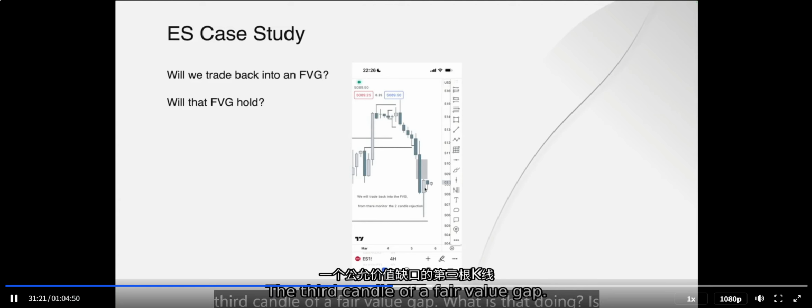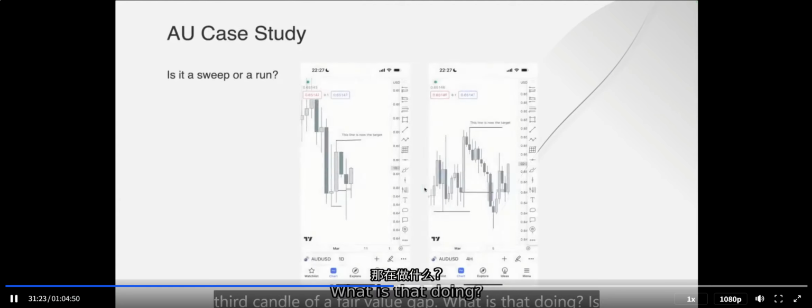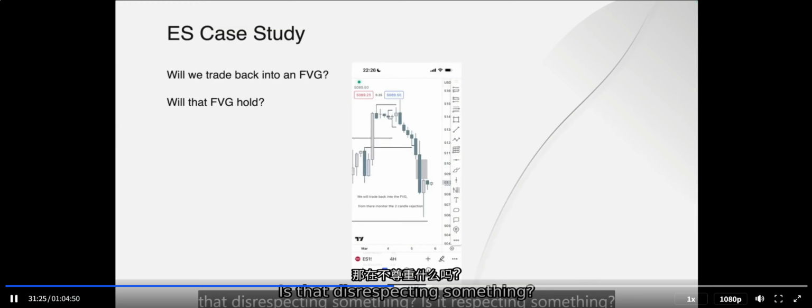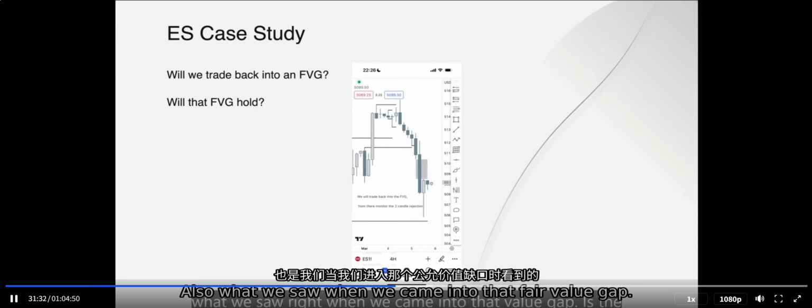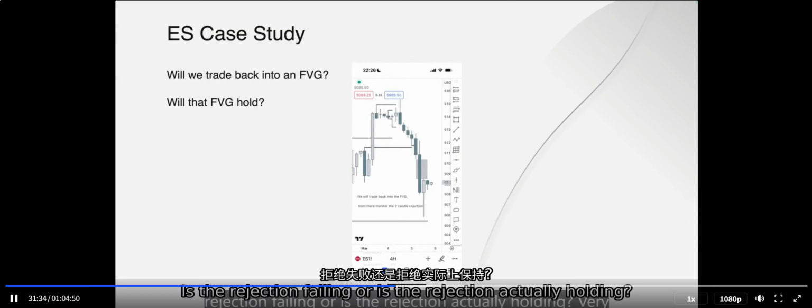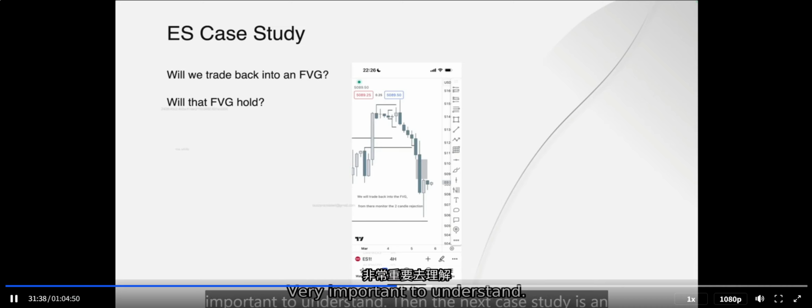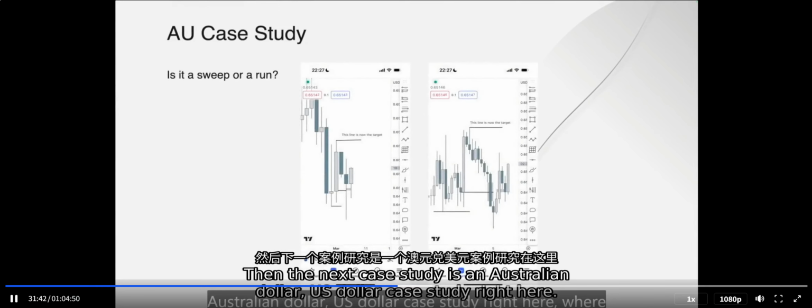The third candle of a fair value gap. What is that doing? Is that disrespecting something? Is it respecting something? That is very important. Will that fair value gap hold? Also what we saw, right? When we came into that fair value gap, is the rejection failing or is the rejection actually holding? Very important to understand. Then the next case study is an Australian dollar, US dollar case study right here.